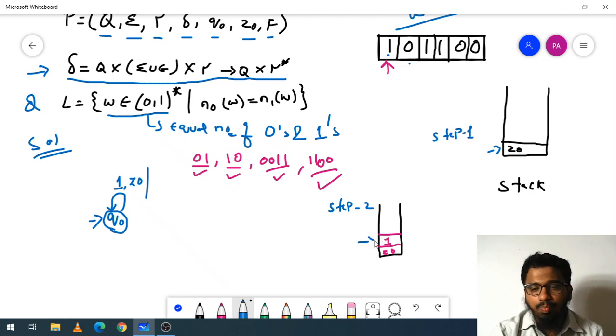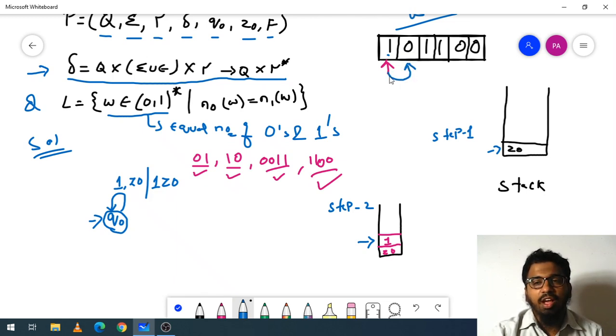And what is the header? Header is now 1. So simply we need to write here 1 comma Z0 gives 1 Z0. Whatever is available in the stack, first the 1 goes on top and the next, the top of the stack, we need to add as it is. So 1 comma Z0, and what will be the answer? 1 Z0. Okay, this is step 2, and it moves from 1 to the next.